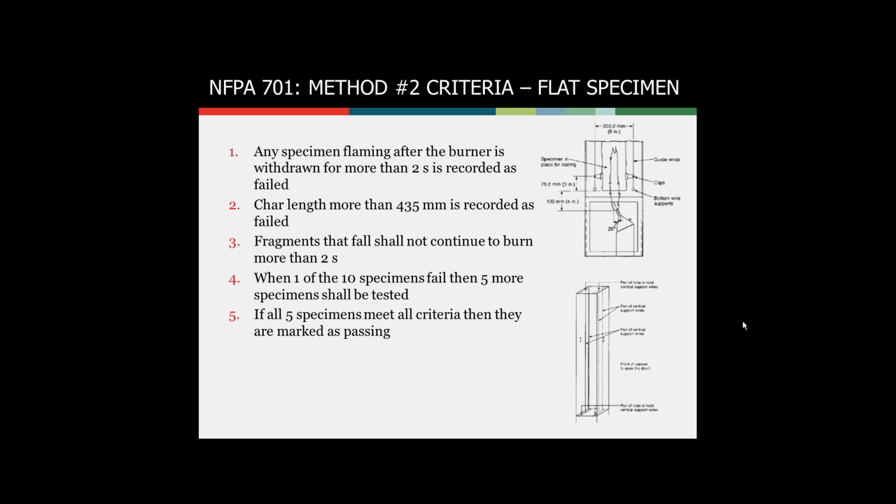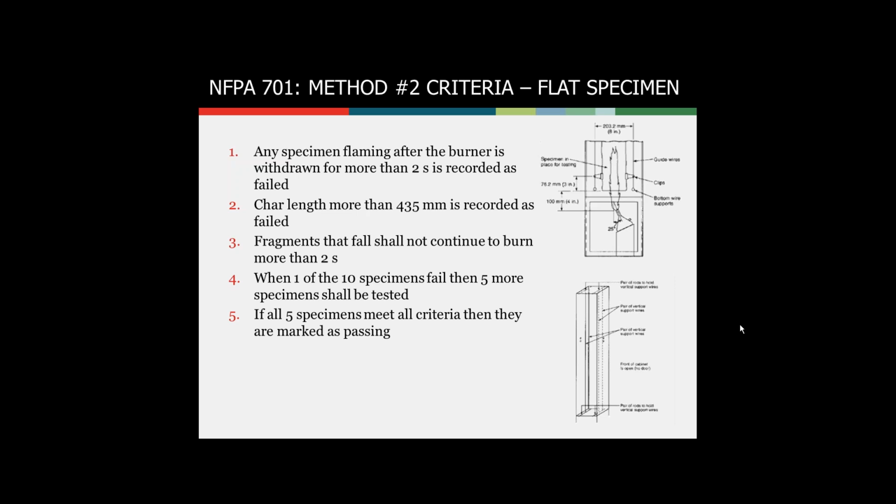The test criteria are as follows. Any specimen flaming for more than 2 seconds after the burner is removed is considered as having failed. The length of the char for any specimen that is greater than 435 millimeters is considered to have failed also. Any fragments that fall and flame for more than 2 seconds after reaching the floor are considered to have failed.